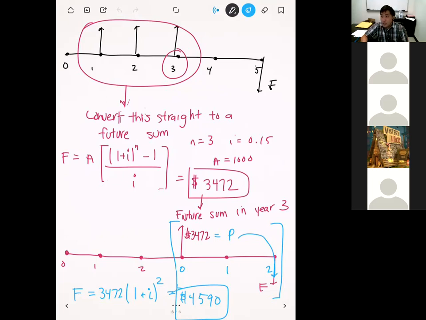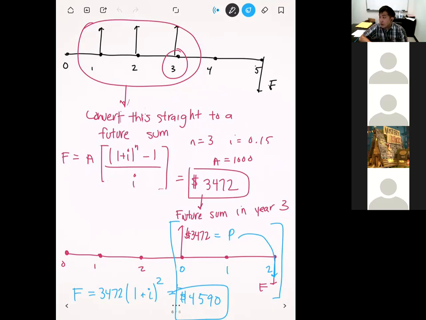And so once again, you had a non-standard uniform series. And so we converted that into a single sum. But this time with this method, we converted to a single sum on year 3. And then from there, we just converted it 2 years into the future, to year 5. Okay. And so both work. And so, whichever way works for you, just go ahead and do it. But the point I want to make here is that whenever you have a non-standard cash flow, try to convert it to a single lump sum first, whether it be sometime in the past or maybe sometime in the future. And then from there, you can kind of do whatever you want with it. Okay.